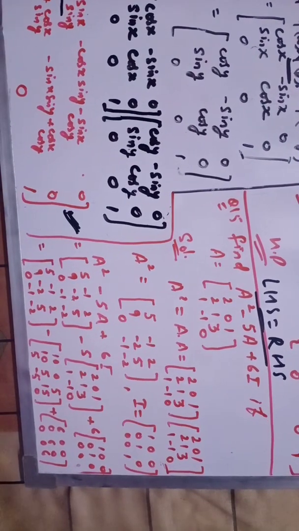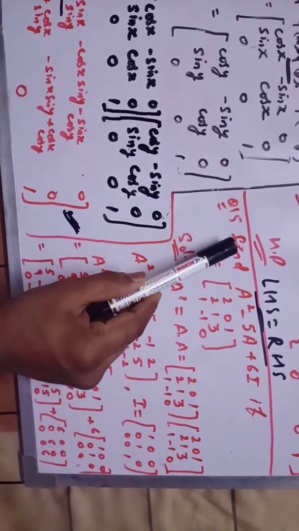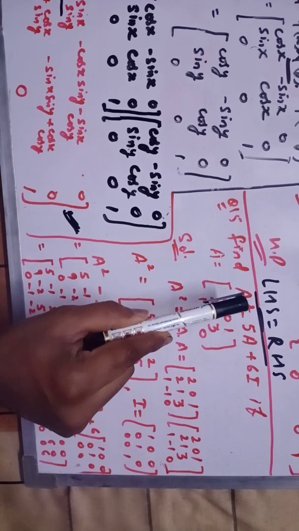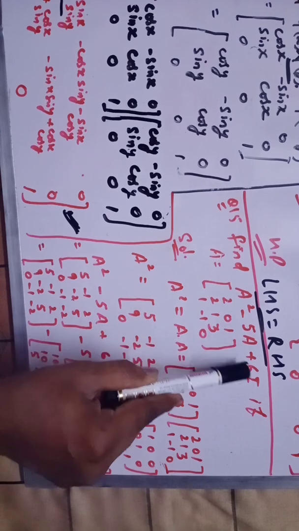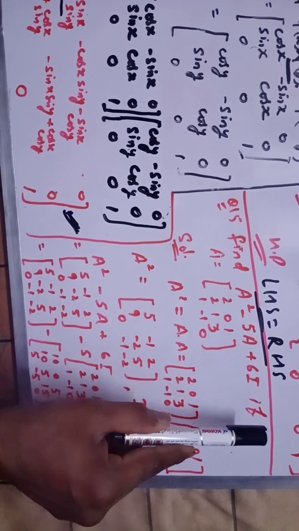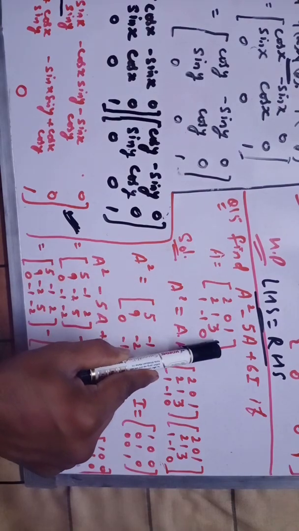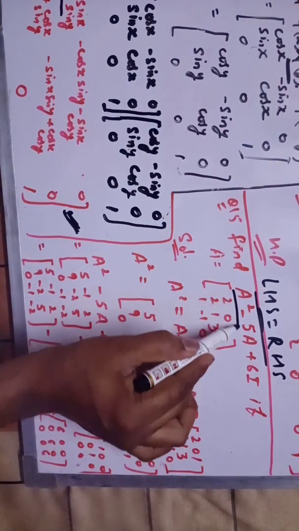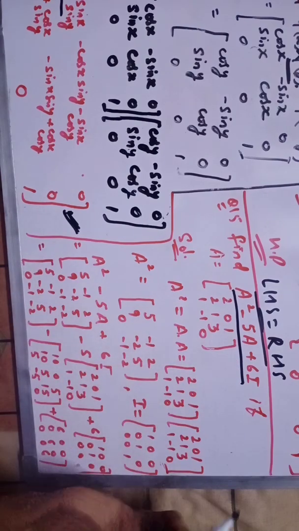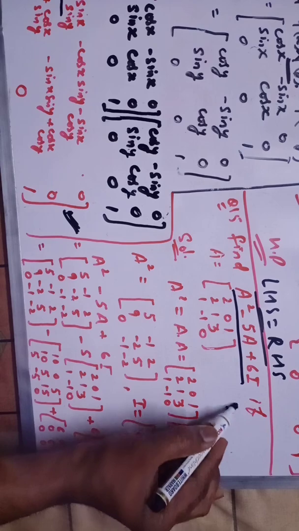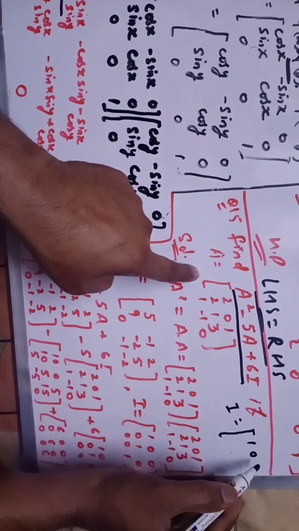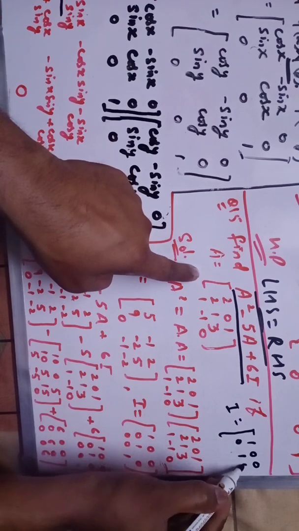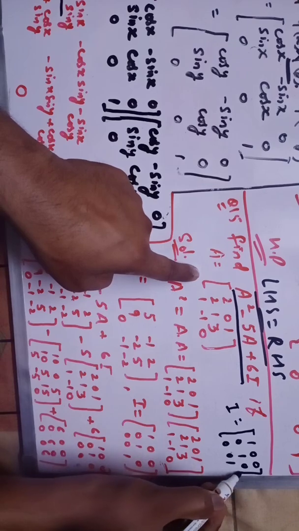Your next question is question number 15 of your NCERT. Here you have to find A square minus 5A plus 6I, if A is given to you. As you can see in this equation, I is the identity matrix. Because your matrix is of order 3 by 3, your I will be 3 by 3, which will be in the form of this. This is your identity matrix.